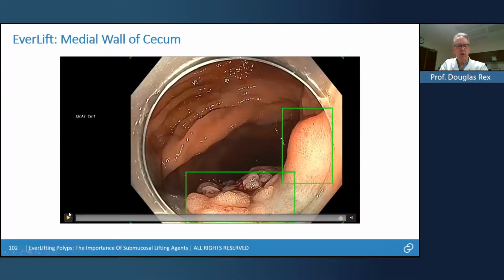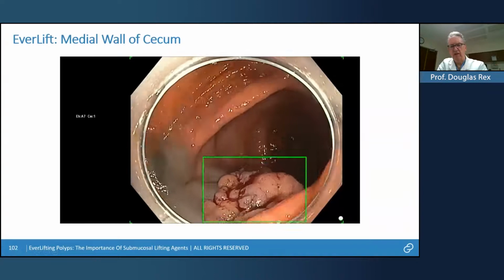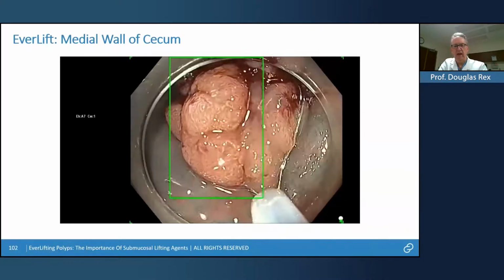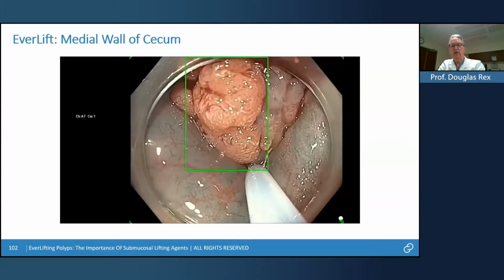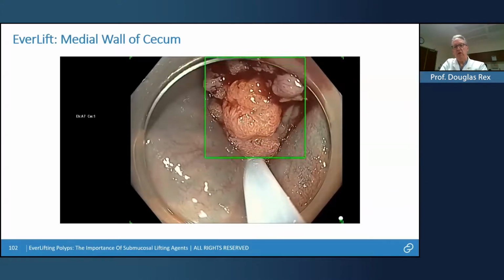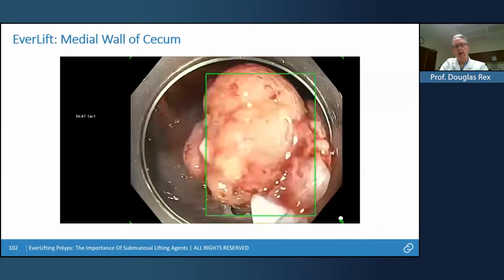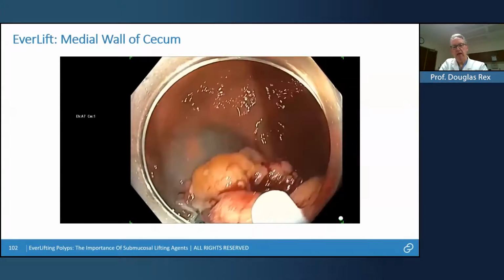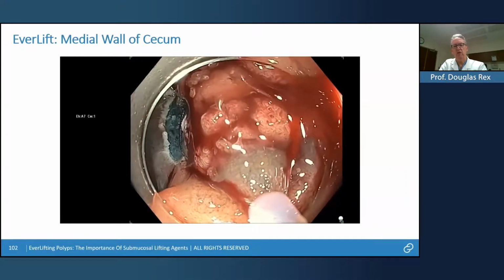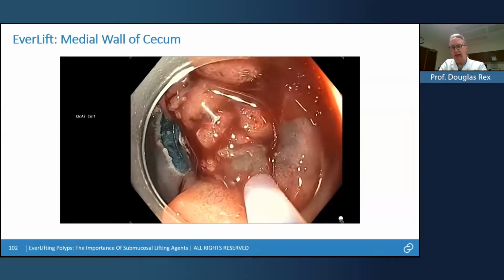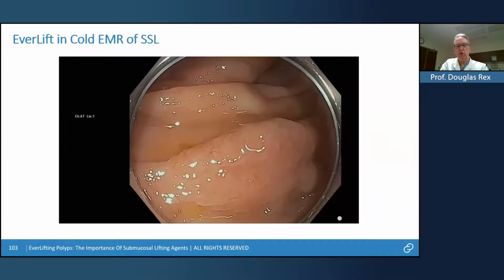Here is another lesion that is underneath the ileocecal valve. I'm sorry, sometimes I forget to turn off the AI device when I'm taking off polyps. But again, just to give you a sense of what the submucosa looks like with this fluid, it has this really nice dark color, which some of the agents that are commercially available in the US have, and some of them don't, but I think that's a nice feature of it.